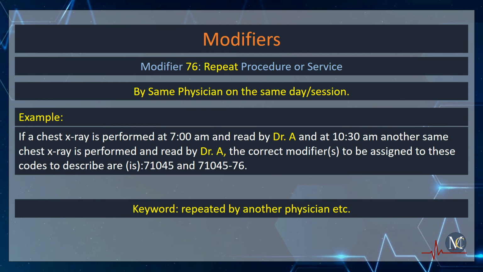The test was performed two times by the same physician during the same day. We will use two CPT codes along with modifier 76 on the second code. It will indicate that it was repeated by the same physician on the same day. Common keywords used in the procedure to apply modifier 76 are repeated by the same physician on the same day or same session.